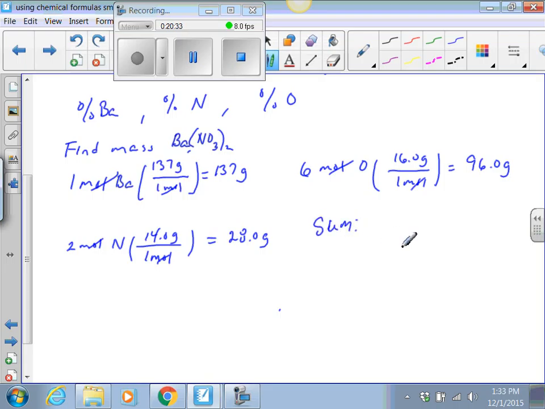Wait, why'd you do 6 moles? I thought it was 3 moles. 2 times 3. Okay, so that gives us 137 plus 28 plus 96. That comes to 261 grams.